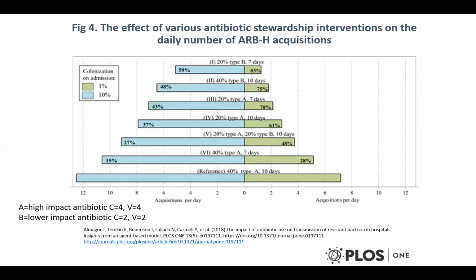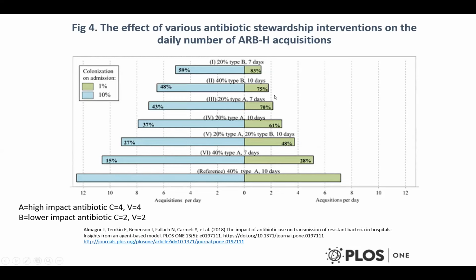So if you look here, this highlights the effects of various antimicrobial stewardship interventions on the daily number of acquisitions of a highly resistant antimicrobial resistant bacteria. So if you look down here, A, all of the bottom bars, which are A, refer to this high impact antibiotic where V and C equal 4. And at the top where you've got B, so these top two bars, you've got an antibiotic which is much lower in impact where C equals 2 and V equals 2.